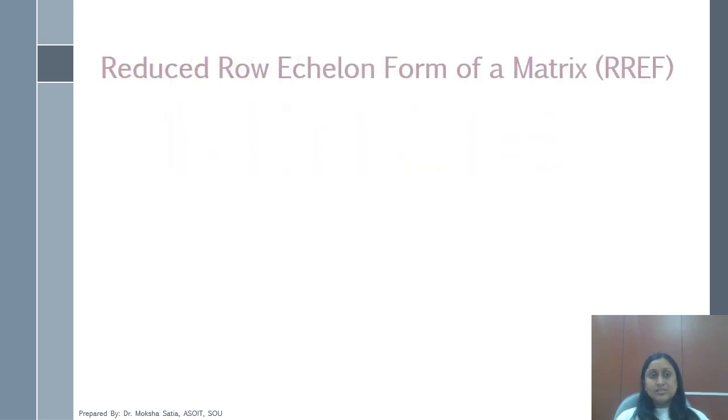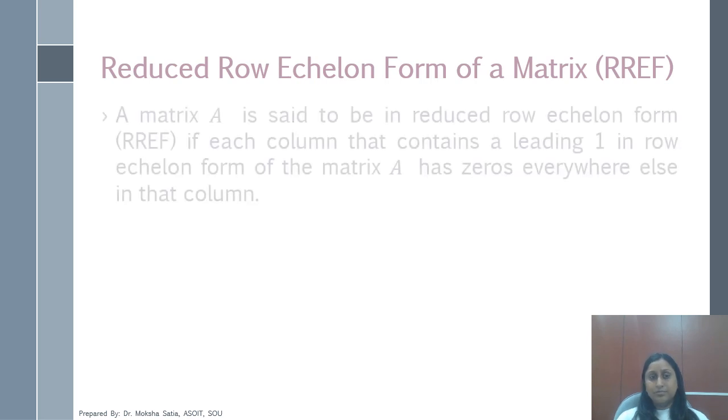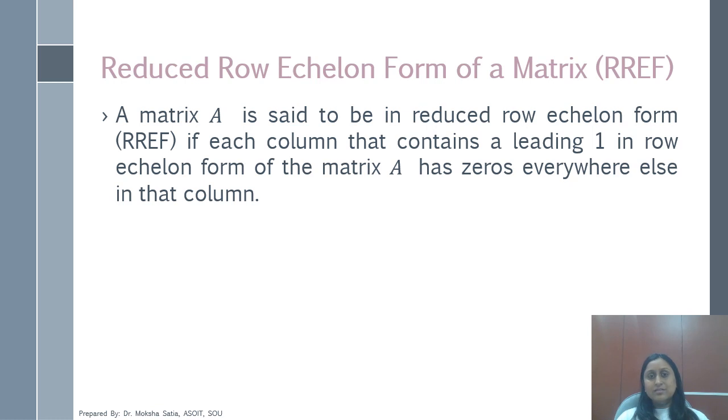So, next one is the reduced row echelon form of a matrix. In short, we write it as RREF. A matrix A is said to be in a reduced row echelon form if each column that contains a leading one in a row echelon form of a matrix A has zeros everywhere else in that column.